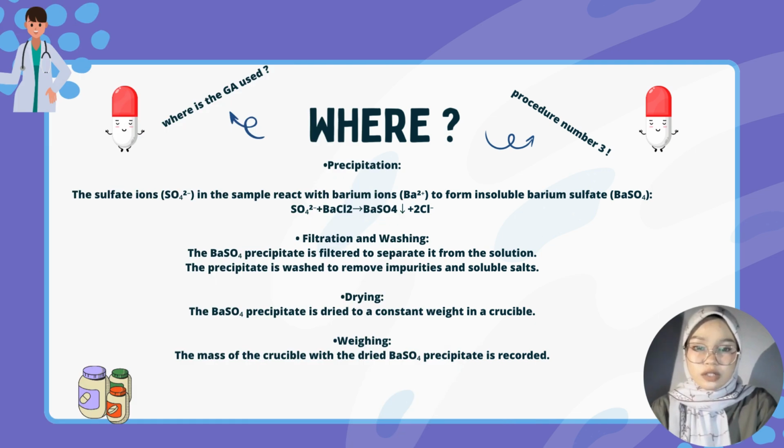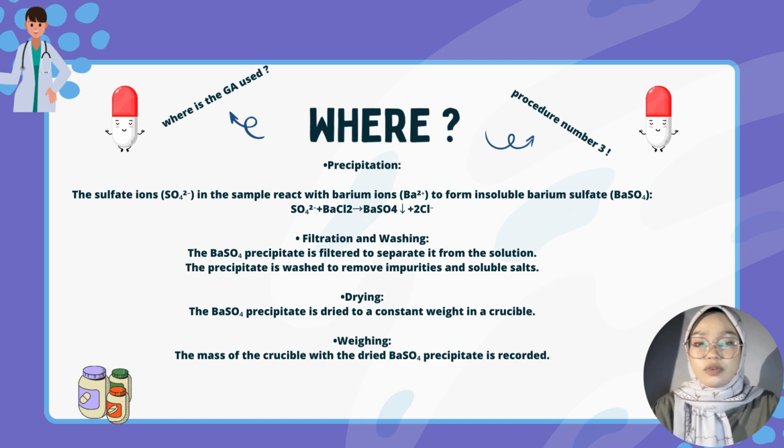So where was the gravimetric analysis used in this experiment? It's in procedure number 3, which has precipitation, filtration and washing, drying, and also weighing. For the precipitation, the sulfate ion SO4 2- in the sample reacts with barium Ba2+ to form insoluble barium sulfate BaSO4. Then, the filtration and washing.